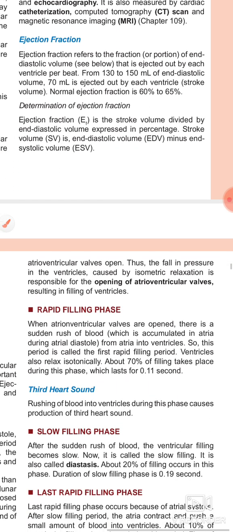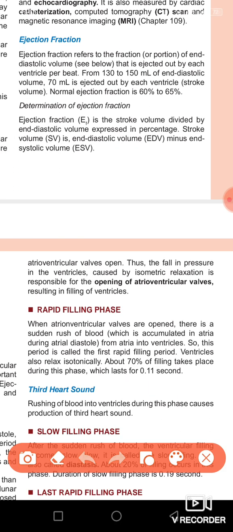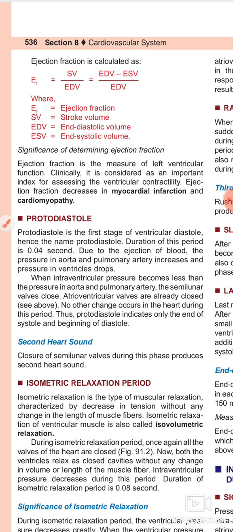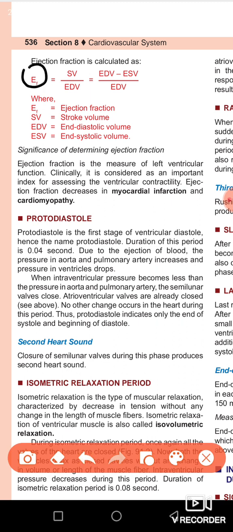How do we determine this ejection fraction? Ejection fraction can be represented by EF, E and small f. It is the stroke volume divided by the end diastolic volume, and it is expressed as a percentage. So now let's see here. This is the formula for the measurement of ejection fraction: stroke volume and end diastolic volume. Stroke volume can also be written as end diastolic volume minus end systolic volume.